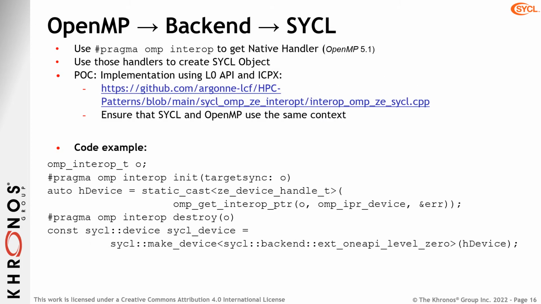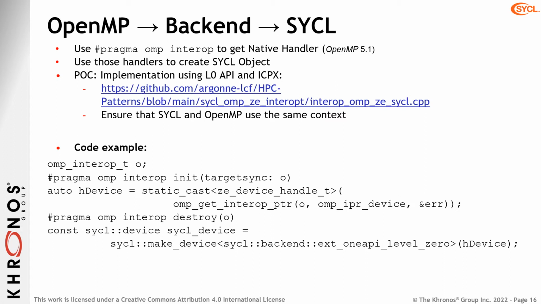So how does this work? The trick is to use a middleman, a native handler. So for example, you can use OpenMP to Level Zero to SYCL, or OpenMP to CUDA to SYCL. How it works is, to go from OpenMP to the native handler, you use the newly introduced pragma omp interop, which comes from OpenMP 5.1. Then from this handler, you can create some SYCL objects using SYCL 2020 functions.